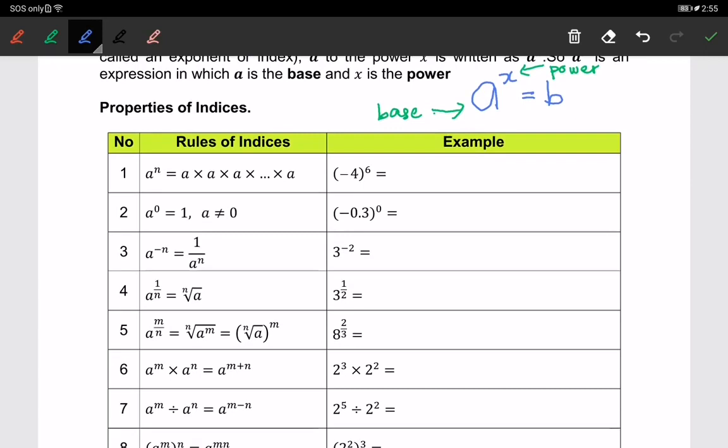Okay, so there are 10 properties of indices that we have to know. Look at the first property. A to the power of n is actually equal to a multiplied by itself n times. Therefore, if you have negative 4 to the power of 6, it is equivalent to negative 4 multiplied by itself 6 times. So negative 4 times negative 4 times negative 4 times negative 4 times negative 4 times negative 4.